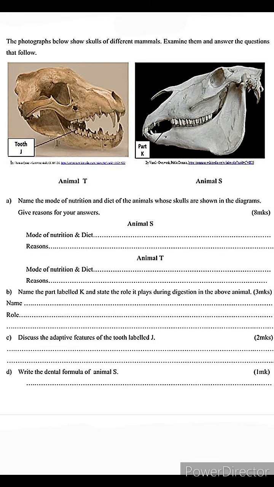So we have two animals, animal T and animal labeled S. Now, part A. Name the mode of nutrition and diet of the animals whose skulls are shown in the diagrams. Give reasons for your answers. So we are supposed to, number one, establish the mode of nutrition and the diet. This simply refers to the food that is consumed by the animal. And then give reasons for our answer.